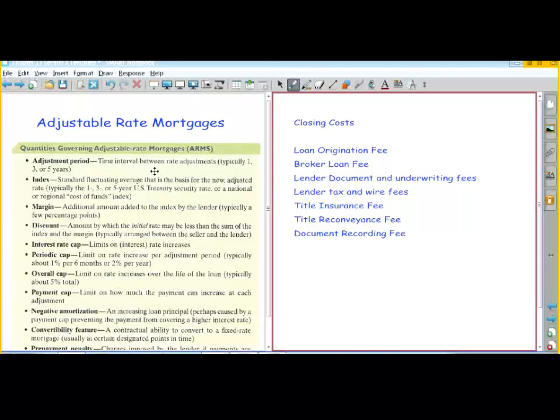How much do they all cost? Yeah, it's all processing fees.